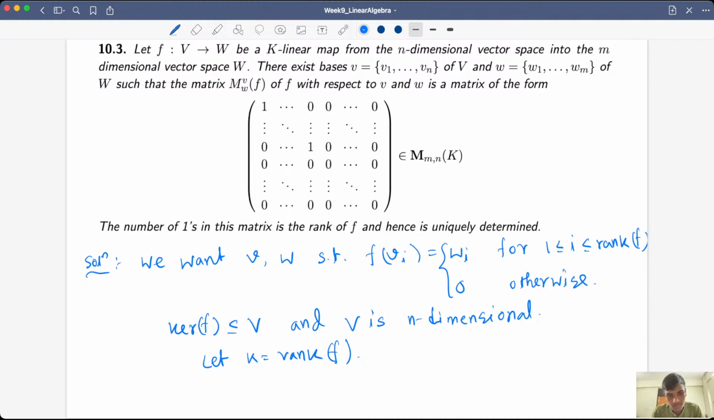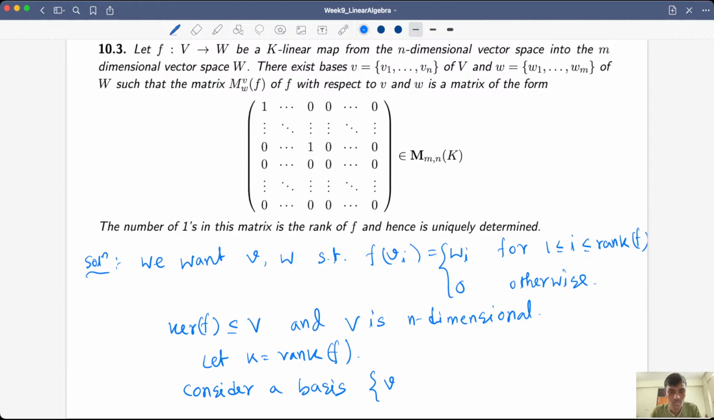And now you can consider a basis. By the rank nullity theorem, I know the kernel must be of dimension n minus k, right? Because the dimension of v is n and rank of f equal to k, so the nullity of f, or dimension of the kernel of f, must be n minus k, right?